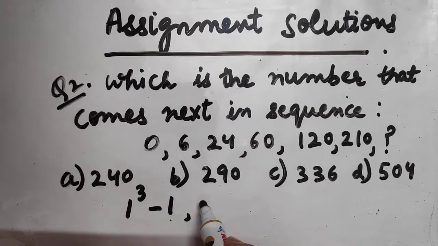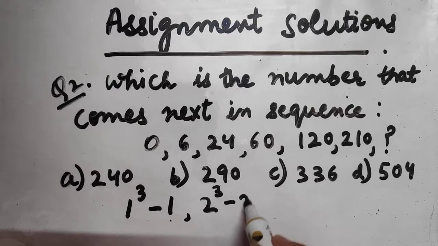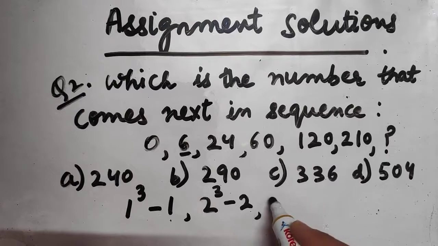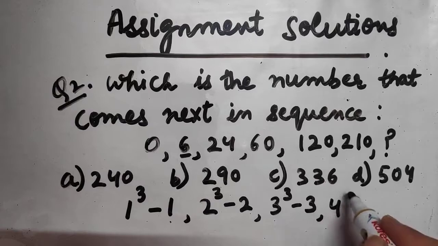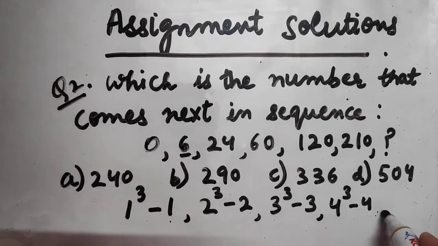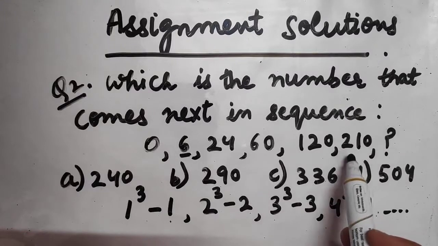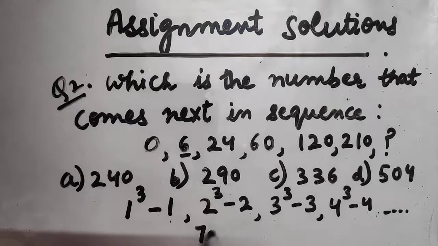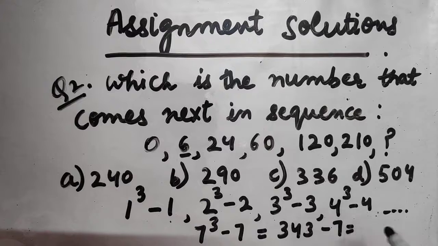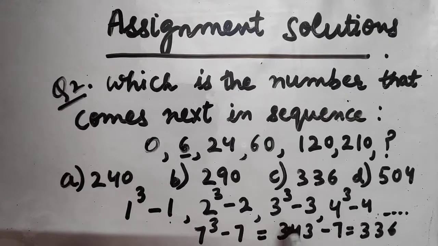If I subtract 2 from 2 cube, like 6, how are we getting 6? 2 cube, that is 8, minus 2, 6. Then 3 cube minus 3. The sequence is following this order. 4 cube minus 4. Likewise, if we keep on continuing like this, this is 6 cube minus 6. Now, in the place of the question mark, the next number should be 7 cube minus 7. And we know 7 cube is 343, minus 7, it will be 336. So C option is the correct option.